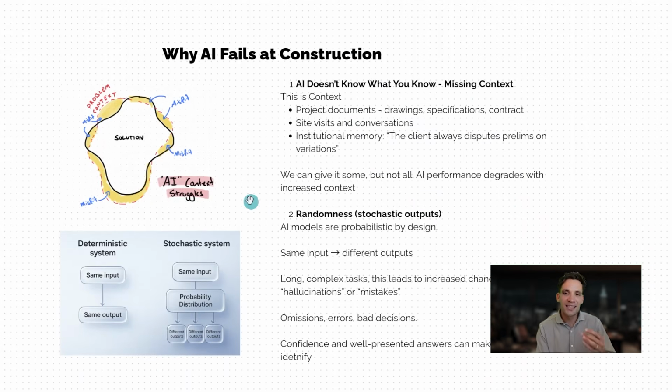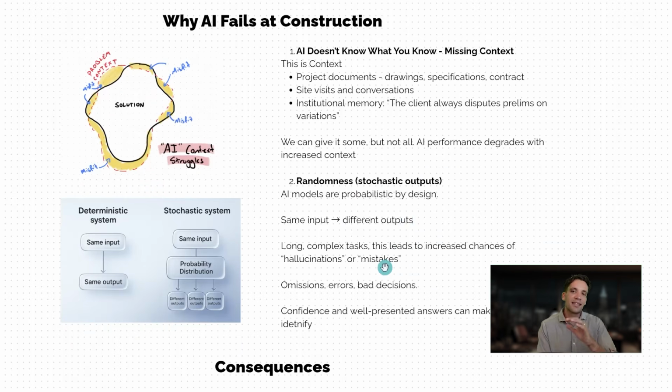There's always going to be this missing context problem. The second failure mode to understand, which isn't a failure in the models, it's a feature of the models, but it leads to failures in construction, is the idea of stochastic output. So artificial models by design are probabilistic.